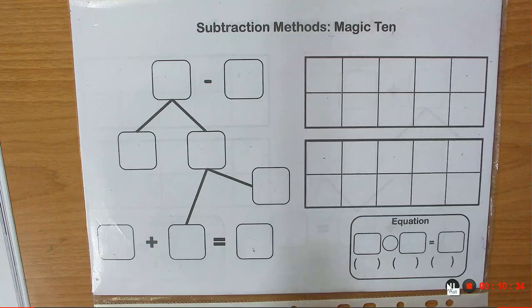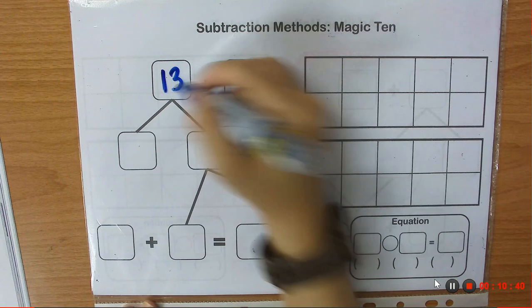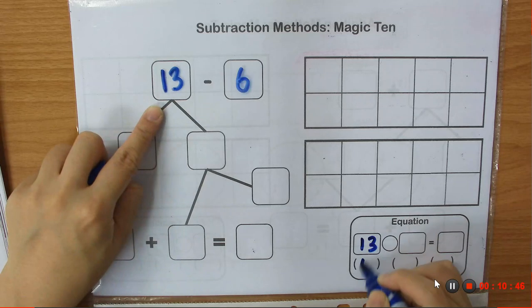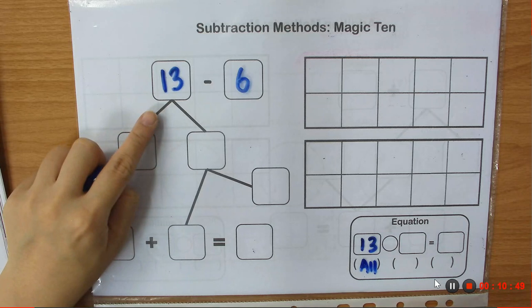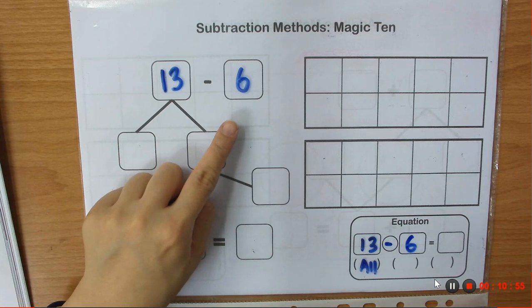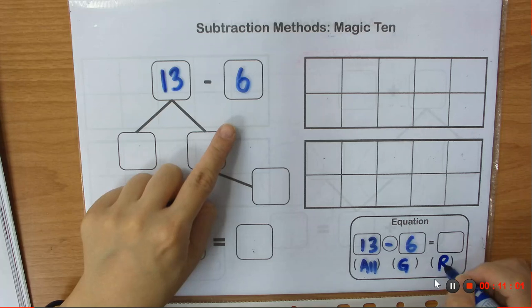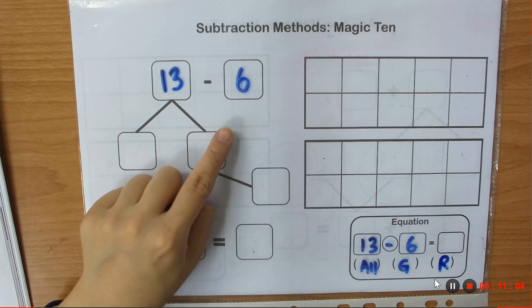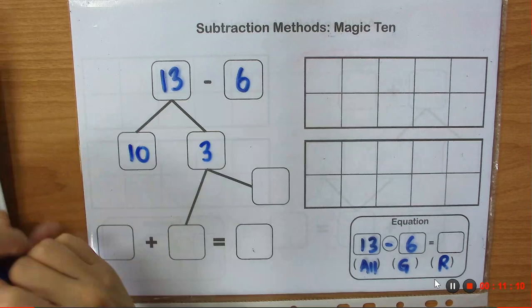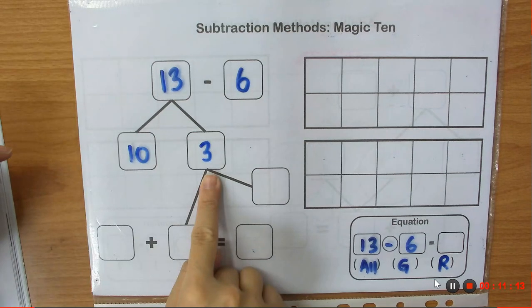The equation we need to write is 13 minus 6. Thirteen is all the apples, minus 6 because we are taking away, subtracting the green apples so that we can find the red apples. I know that 13 is 10 and 3. That's how we wrote it previously with the strategy of subtracting from the ones place.